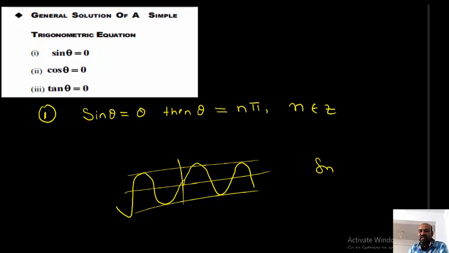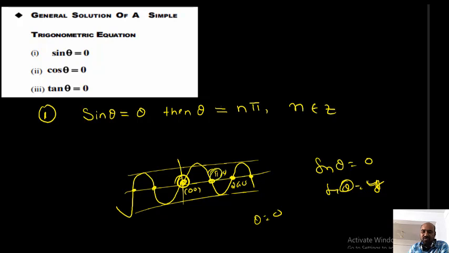But what is the meaning of that? Sin theta equal 0 means sin theta equal to y here. For what values of theta is y 0? Y equal 0 means on the x axis only, no? Means where that graph intersects the x axis. What is the point here? 0, 0. What is the point? Pi, 0. What is the point? 2 pi, 0. What is the meaning of that? You can take your theta as 0, or pi, or 2 pi, or minus pi, or minus 2 pi, and so on. What is the meaning of that? Integral multiple of pi. Theta should be an integral multiple of pi.